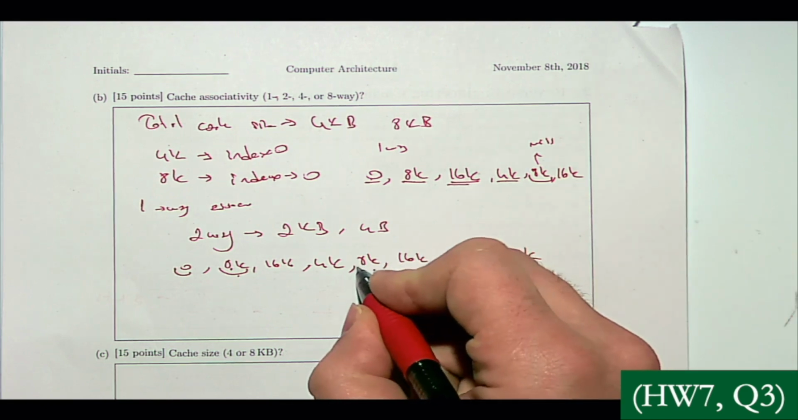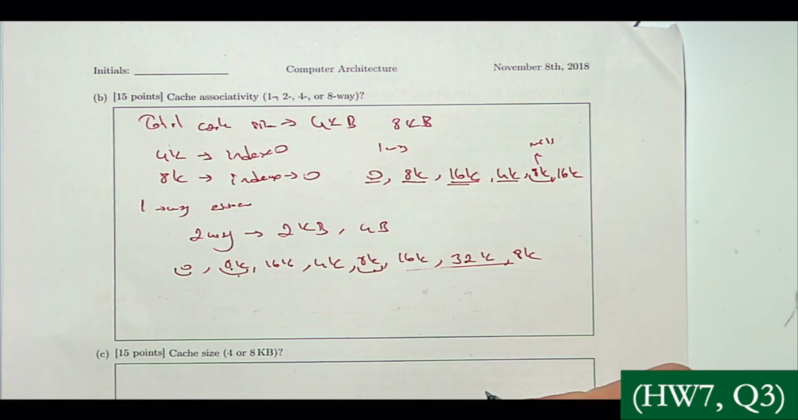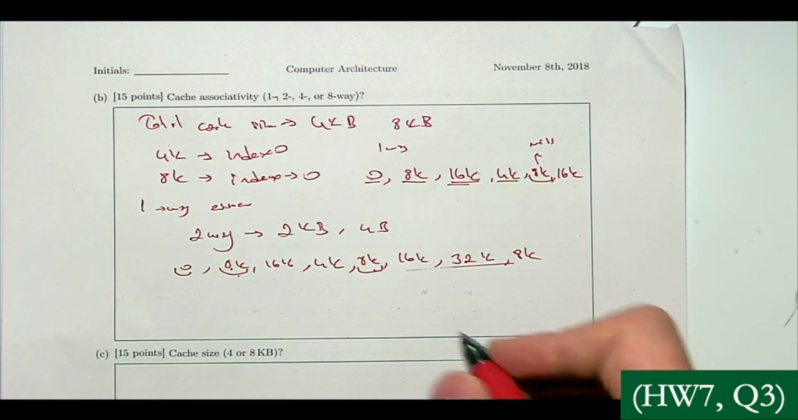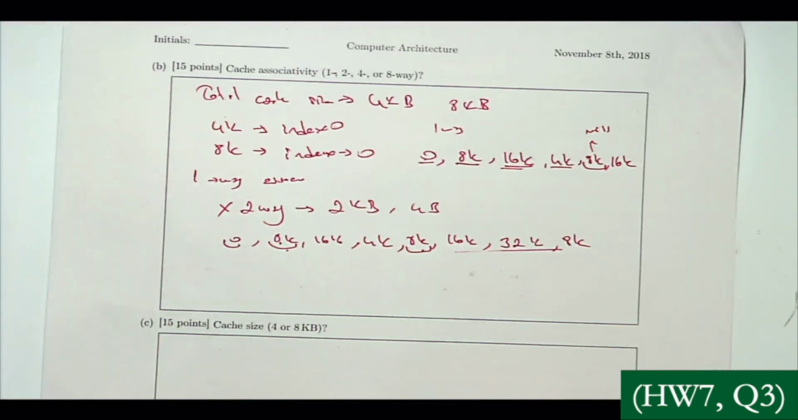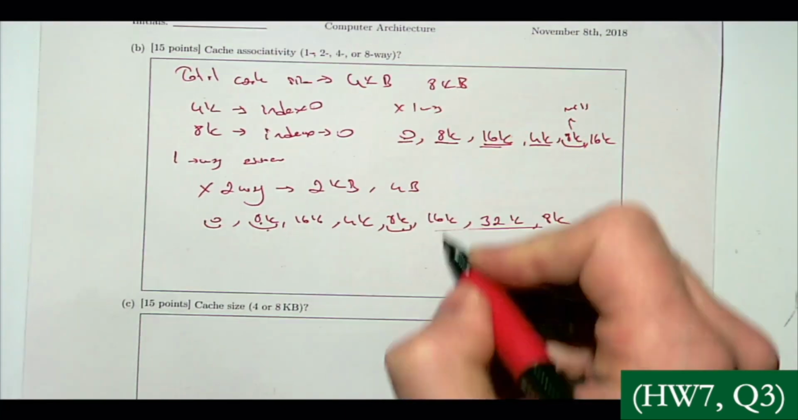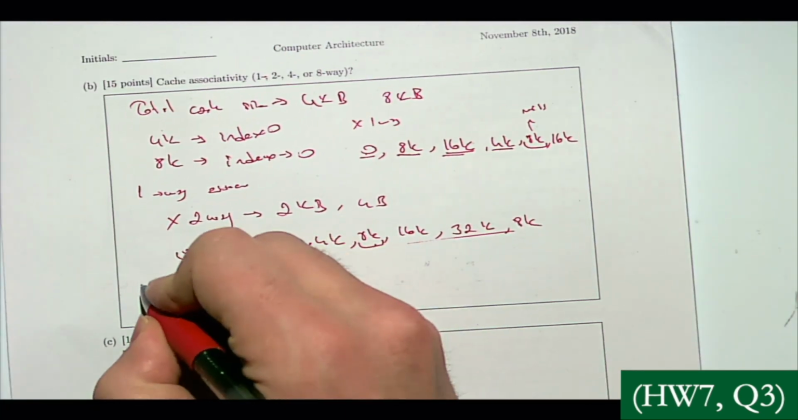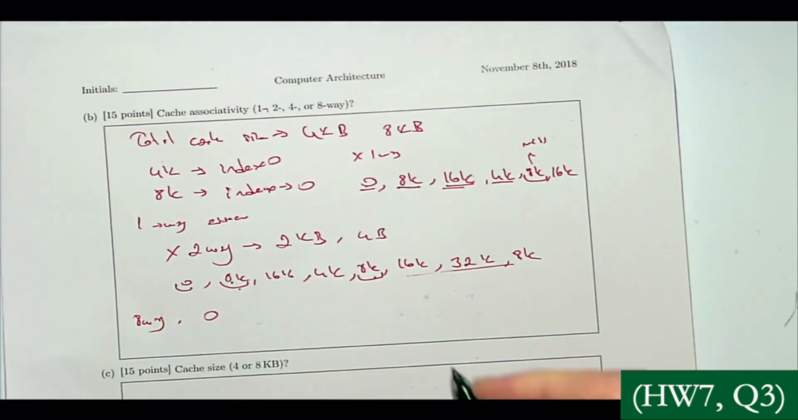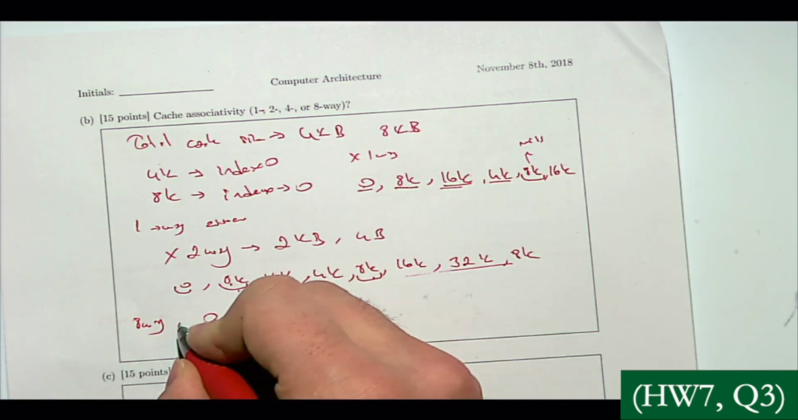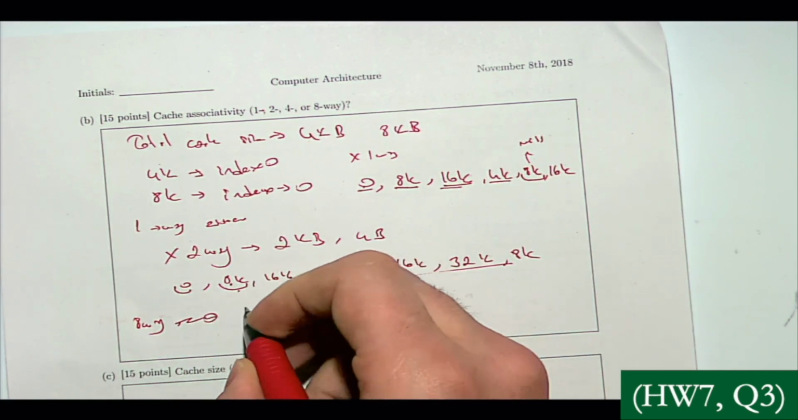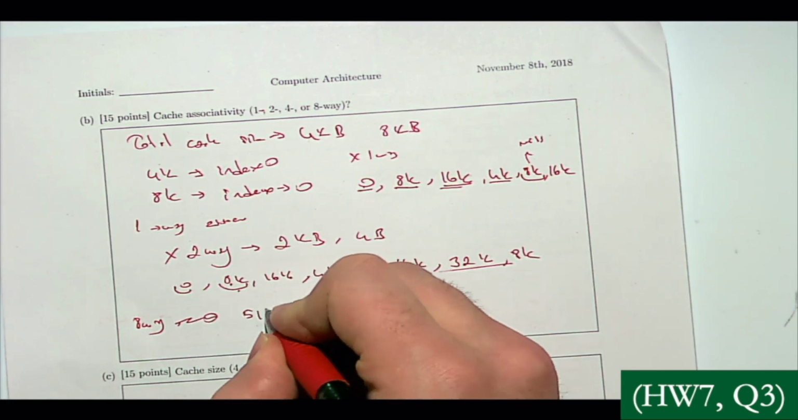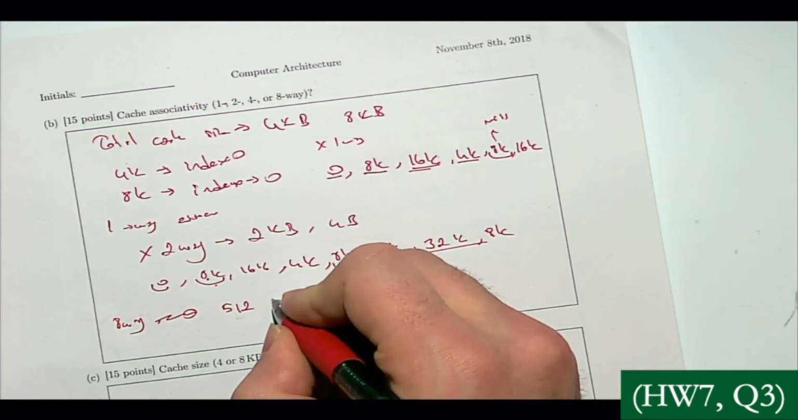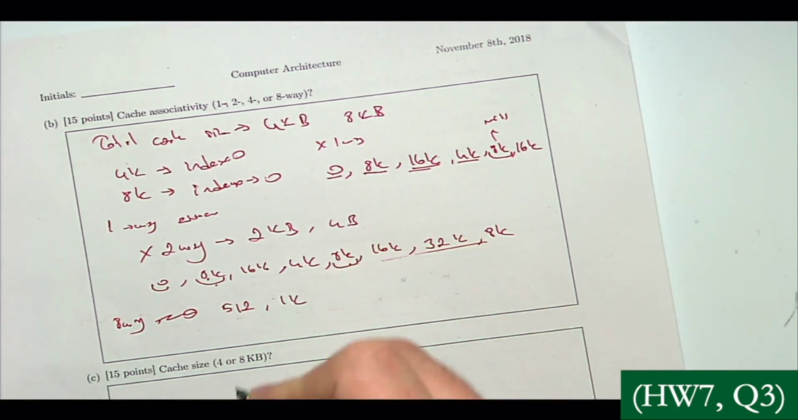So when I try to access 8 here, this won't be in the cache. So this will be a miss again, all right? So 2-way doesn't work as well, and one-way also doesn't work. So let's look at 8-way. For 8-way, the size of each way is either 512 or 1K, depending on the cache size.